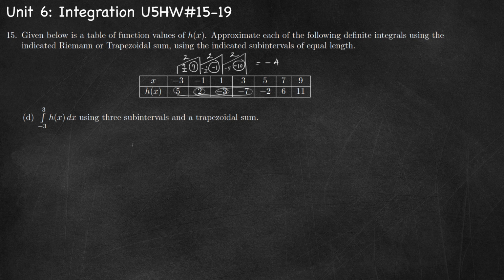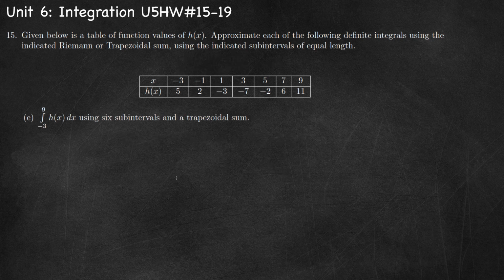Let's write out how I did that. So I did 5 plus 2 over 2, and then multiplied that by 2. For my second trapezoid, I did 2 minus 3 over 2, and then multiplied that by 2. And for my last trapezoid, I did negative 3 minus 7 over 2, and multiplied that by 2. So these 2's are canceling out. It's going to make our computation a little easier. 5 plus 2 is 7. 2 minus 3 is negative 1. And then negative 3 minus 7 is negative 10, giving us an answer of negative 4.